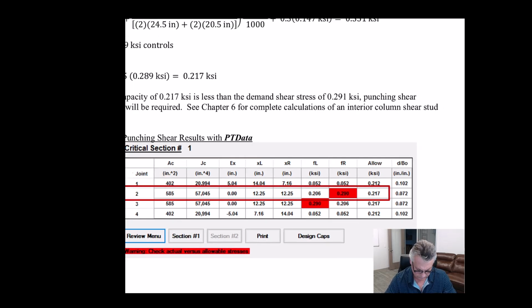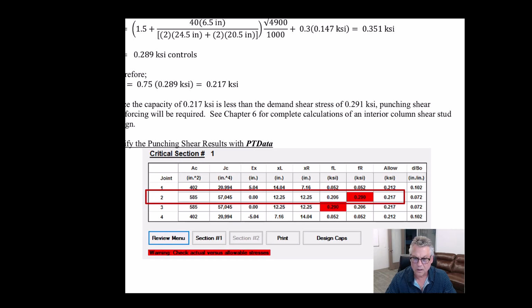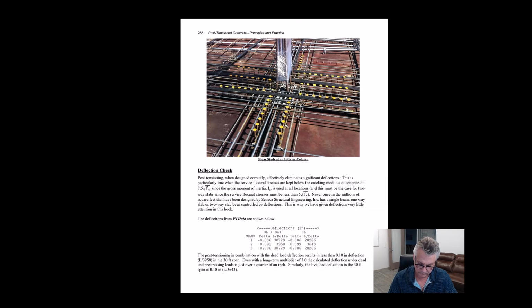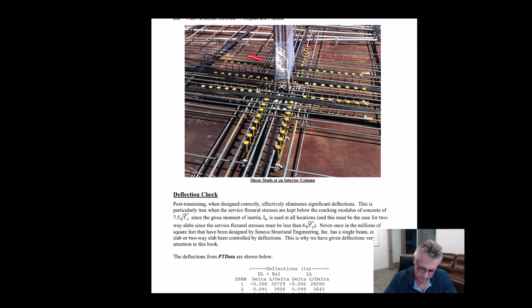Okay, so this says we don't work. This does not work. This design violates the maximum allowable shear stress for punching shear. We are going to have to use shear studs, stud rails. Now, I'm not doing that in this video, but in the next video we will go through and design all of these shear studs.